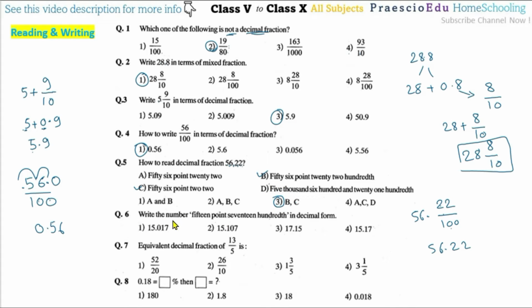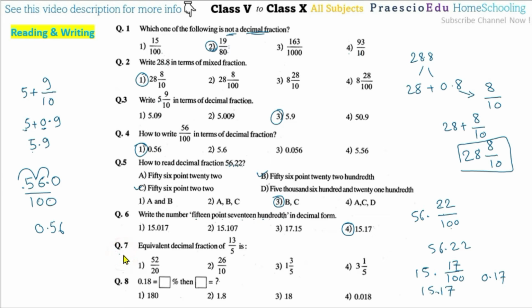Now question number 6, write the number 15 and 17 hundredth. 15 means 15, then there is the point, and 17 hundredth means divided by 100. So 17 by 100 is 0.17, and after adding the 15 it is 15.17. This is given in option number 4.